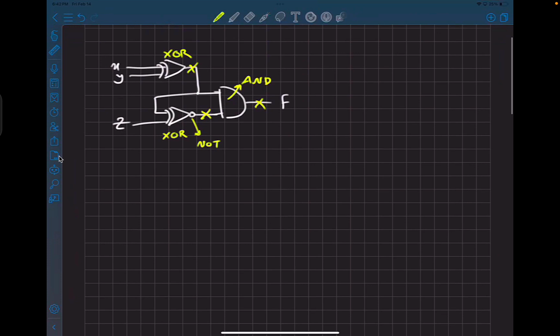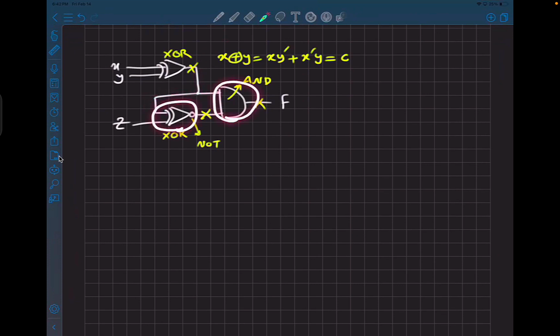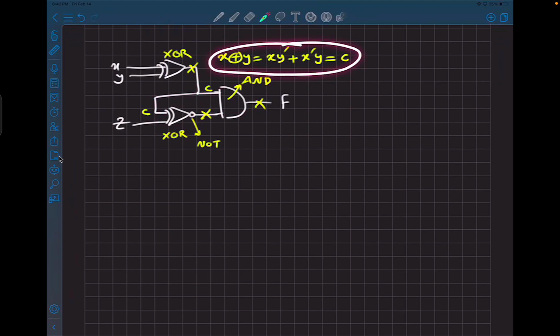So let's start with this point. So what is the output here? So definitely it is XOR of X and Y, which in terms of AND and OR, it equals to X Y bar or Y prime plus X bar Y. You can call it C for simplicity. And as you see, it goes to two places. It will be an input to both of these gates. So I have C here, and I also have C here, which is this value.